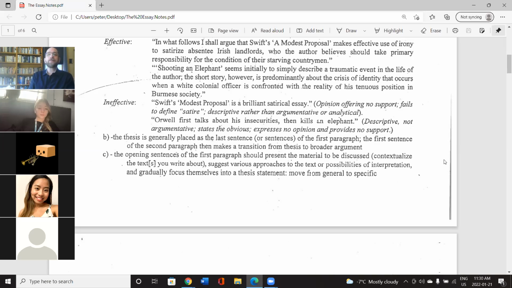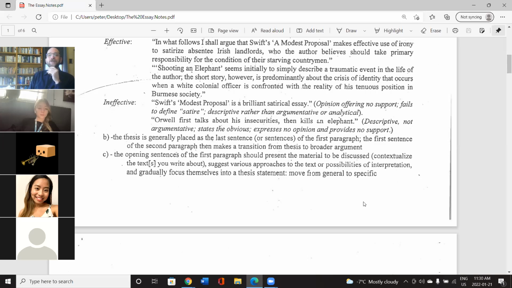Here's a second example of an ineffective thesis. Orwell first talks about his insecurities, then kills an elephant. Okay, that's a fairly straightforward plot synopsis, but once again, it is merely descriptive. It's not argumentative. It states the obvious, and in not very sophisticated language, it expresses no opinion, and it provides no support for an opinion. It is simply a statement.